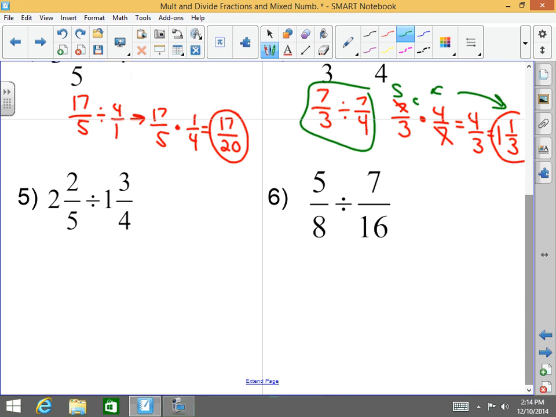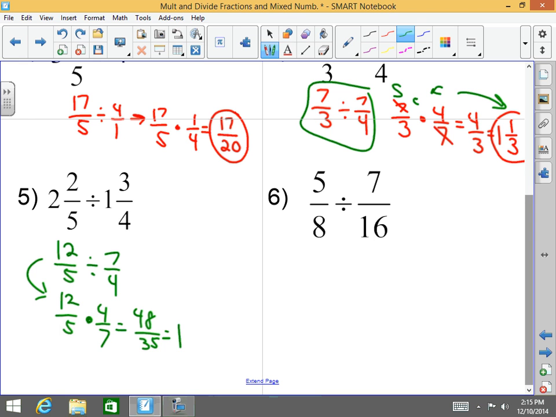Number 5. First convert. That's going to be 12/5 divided by 7/4. Now, stay, change, flip. In this case, I cannot cross reduce. So now, multiply as normal. Numerator times numerator is 48, divided by denominator times denominator, 35. Good job. 35 goes into 48 one time. And what's left over, my brothers? 13 over 35. Excellent job, son.